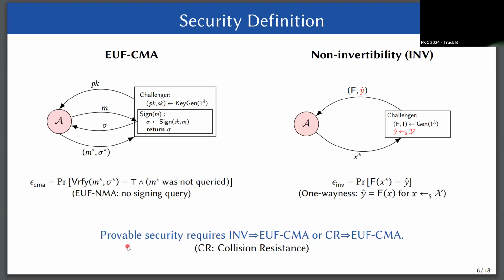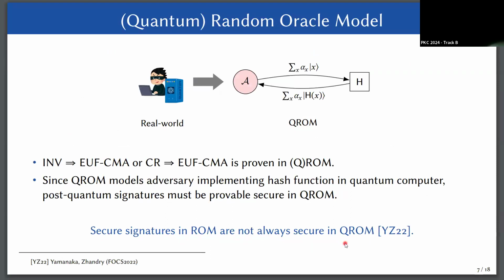The Hash&Sign signature is provably secure if there is a reduction from non-invertibility or collision resistance. And we need to assume the random oracle model or quantum random oracle model. I'll just say ROM or QROM. QROM can model a real-world adversary who can implement the hash function on a quantum computer. Therefore, post-quantum signatures must be provably secure in the QROM. However, secure signatures in the ROM are not always secure in the QROM. There's a separation result. So we need to check if there's a reduction in the QROM, even if there is one in the ROM.